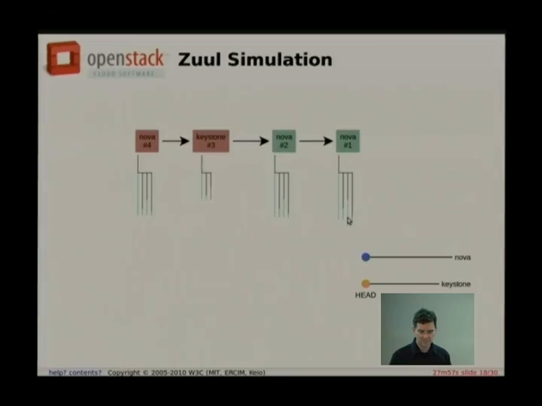And once they're all finished, Zuul can decide that, okay, yes, this change for Nova passed its tests. It's ready to be merged. This second change for Nova also passed its tests, and it's ready to be merged. This change for Keystone failed one of its tests, and so it can't be merged. That means that it gets kicked out of the queue.